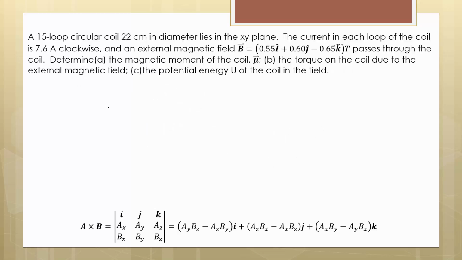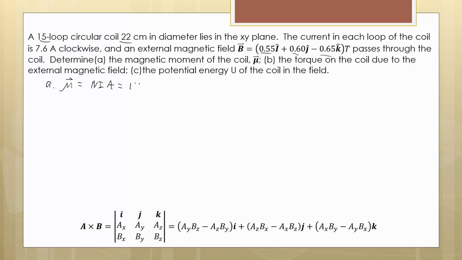Okay, one more example. Here we've got 15 loops, we've got a coil in the XY plane, and here it's uglier because our magnetic field is defined as a vector in 3 dimensions. And we want to find the magnetic moment of the coil for part A. That part is not too tricky. We just need to do NIA.